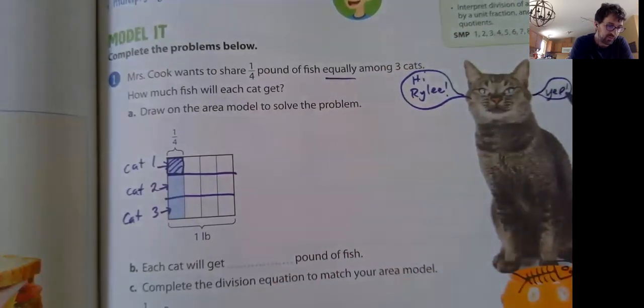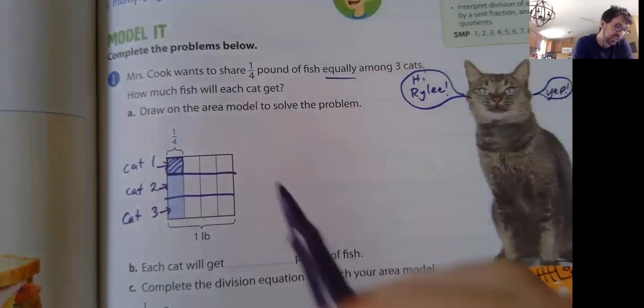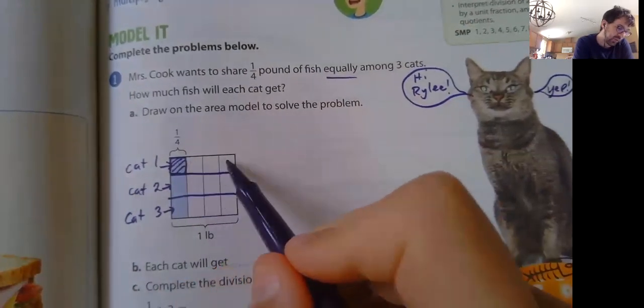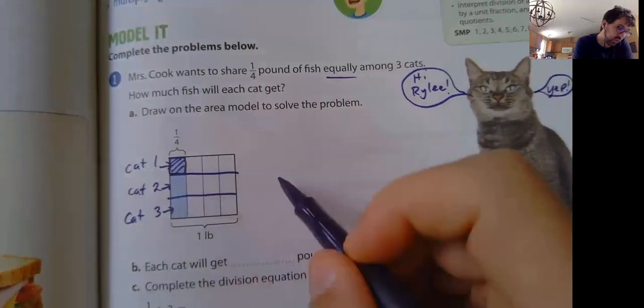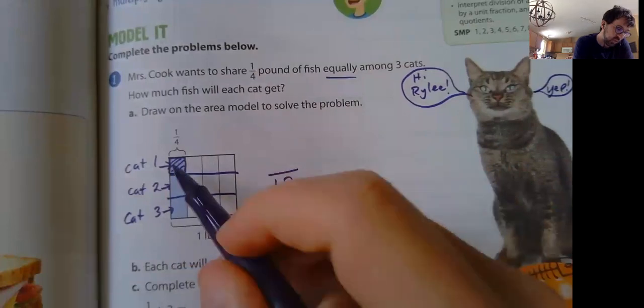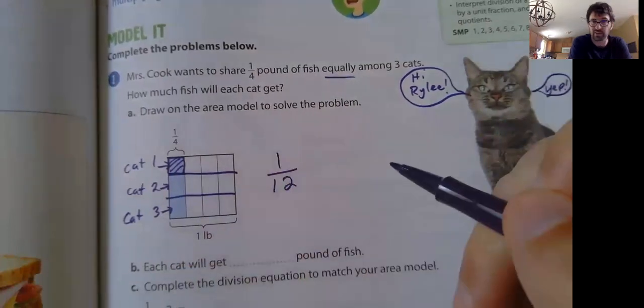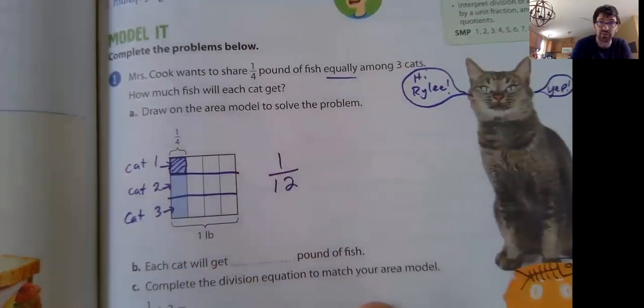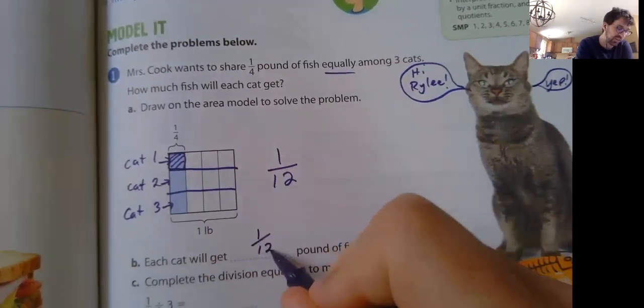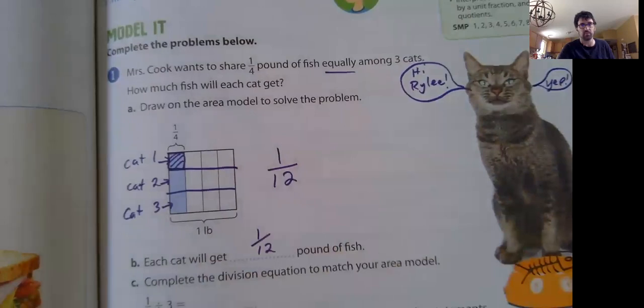Yep. Okay. So the idea is that there are 1, 2, 3, 4 by 1, 2, 3. So there are twelfths, right? There are 12 twelfths in the whole thing, and 1 is equal to 1/12, obviously, right? So each cat will get how much of a pound? What fraction of a pound? They'll get 1/12 of a pound. Easy peasy. We just did some division, didn't we?